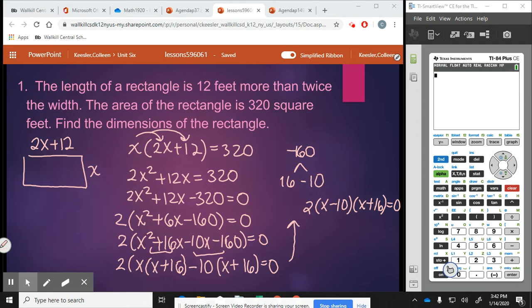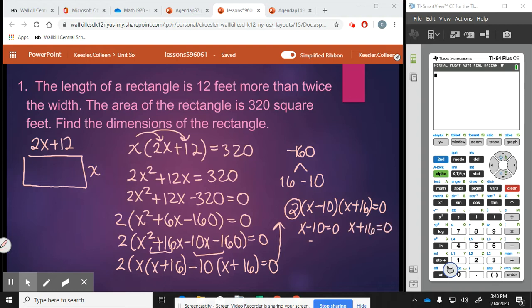All right, so my two things that I can set equal to 0 here are the x minus 10 and the x plus 16. This 2 on the outside doesn't matter. So x minus 10 equals 0, or x plus 16 equals 0. Adding 10, I get x equals 10. And subtracting 16, I get x equals negative 16. Now, if we're talking about area or lengths, the negative is not going to work. So we're going to choose x equals 10.